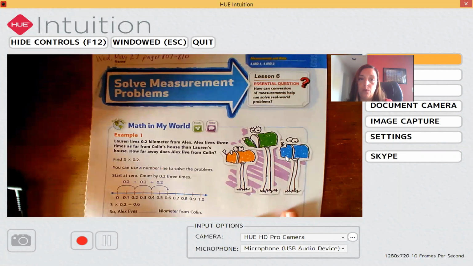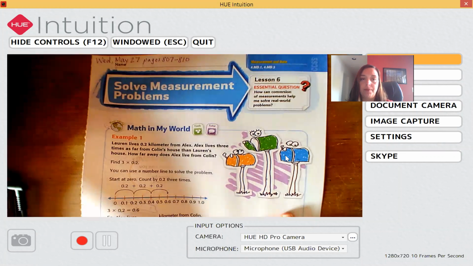Today's lesson, we are going to be working on pages 807 to 810. So you're going to want to go ahead and get those pages ready so that you can do the first part with me, and then you'll finish the rest on your own. So today's lesson is on how to solve measurement problems.